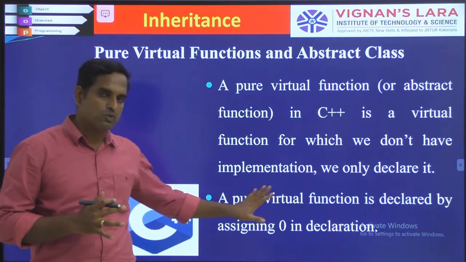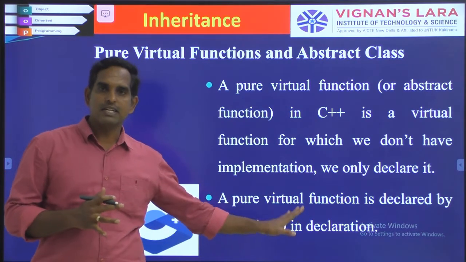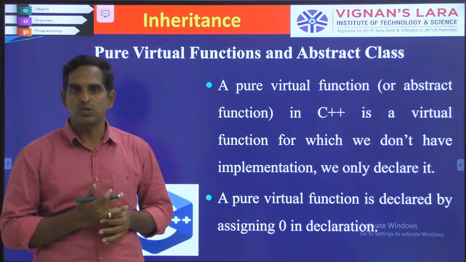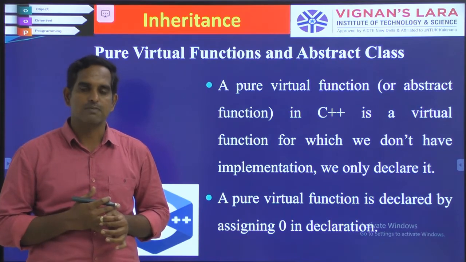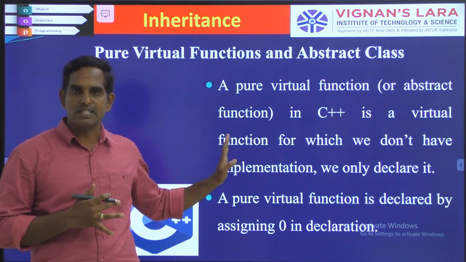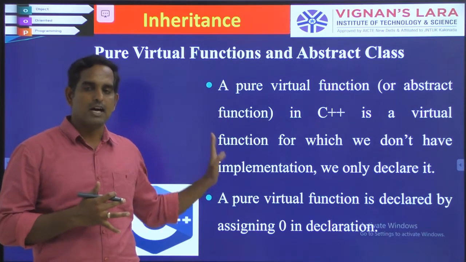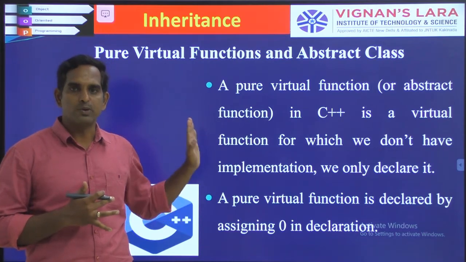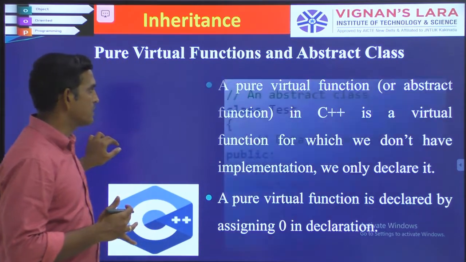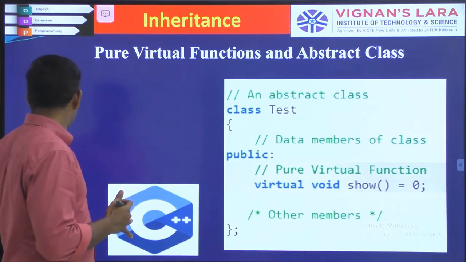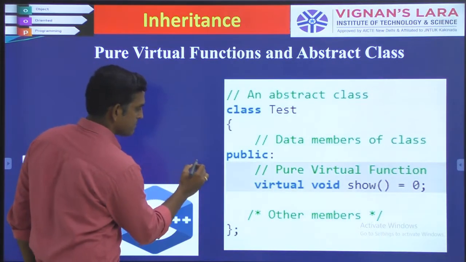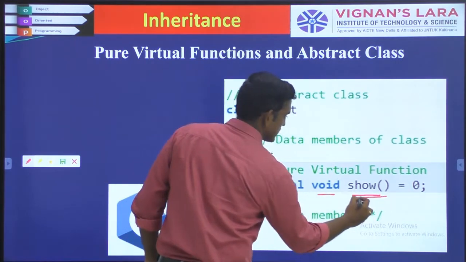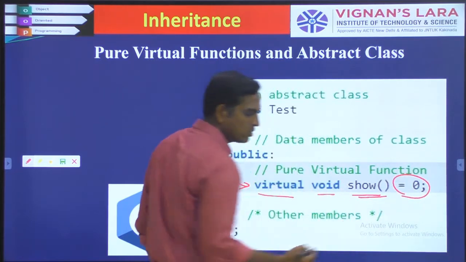Apart from that, a pure virtual function is declared by assigning 0 to it. This declaration will contain the assignment of a 0 value to that particular virtual function declaration. So those virtual functions which are just declared in the base class and to which we assign the value 0, we call pure virtual functions. It will be written with the virtual keyword, then void, then the name of the function, and we assign it to 0.